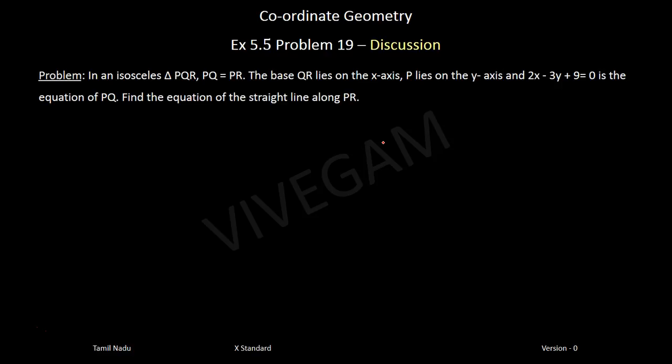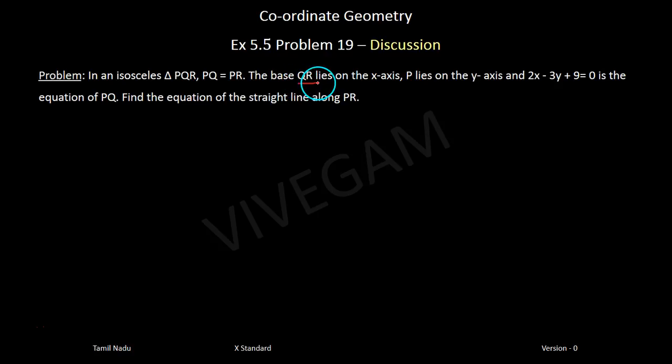Okay, so it looks a little complicated. Do not worry about it. We will draw the figure. But how do you draw the figure? PQR is a triangle, right? So it will have sides PQ, QR and PR. Am I right? And PQ equal to PR and QR lies on the x-axis.